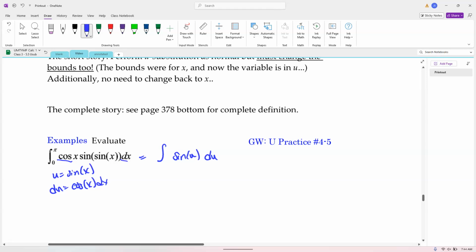Okay. Now the bounds. The bounds again were for x, so I'm going to take those and run them through the substitution. So sine of 0 is 0, and sine of pi is 0. Okay, so I don't even need to go further. This is an integral that is just 0. Okay, it's a happy coincidence. So I don't need to go any further with this one.